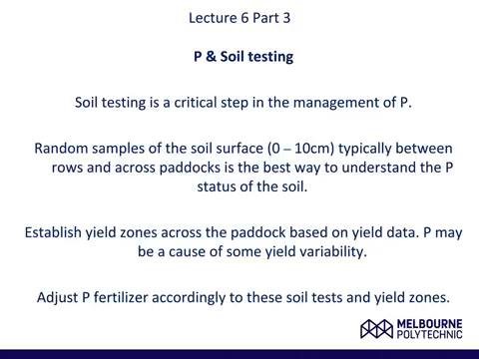Establish yield zones across the paddock based on yield data. Your observations will help inform you of this in your first and second years. Phosphorus may be a cause of some of this yield variability. Adjust your phosphorus fertilizer according to the variability of your soil type and your yield zones. This will increase your profitability and allow a more sustainable approach to managing phosphorus.